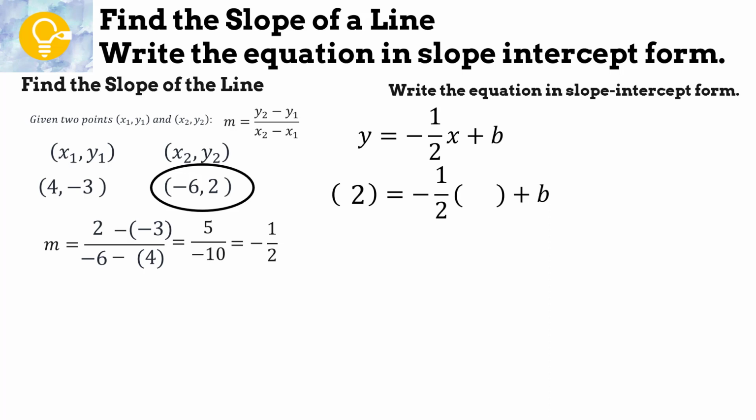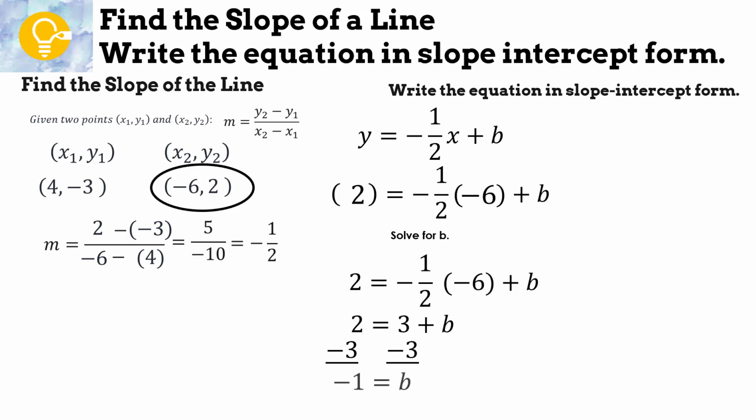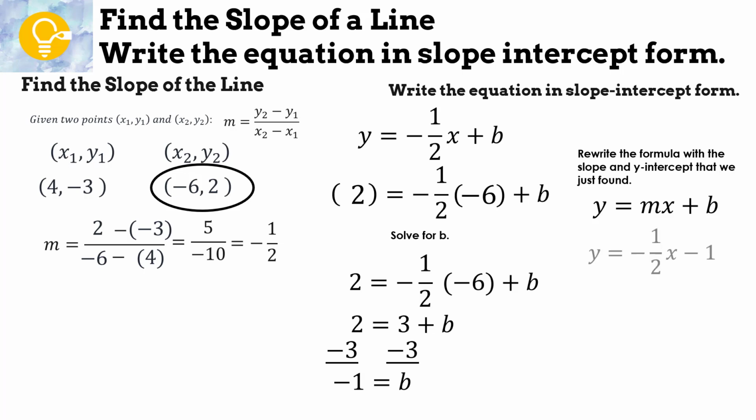I'm going to put 2 in for y, negative 6 in for x. Let's solve for b. Negative 1/2 times negative 6 is 3. I have to subtract 3 from both sides to get b by itself. Turns out that b is negative 1. So write the formula with the slope and y-intercept that we just found. Remember, y equals mx plus b, where m is negative 1/2 and b is negative 1. That gives us y equals negative 1/2 x minus 1.